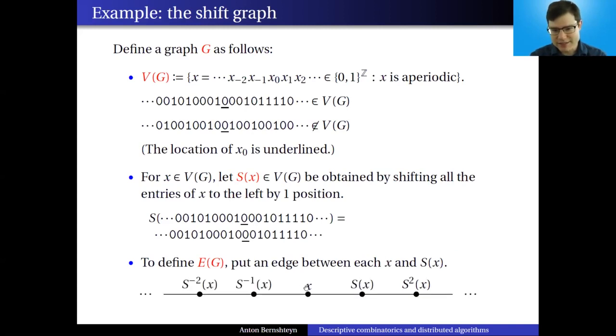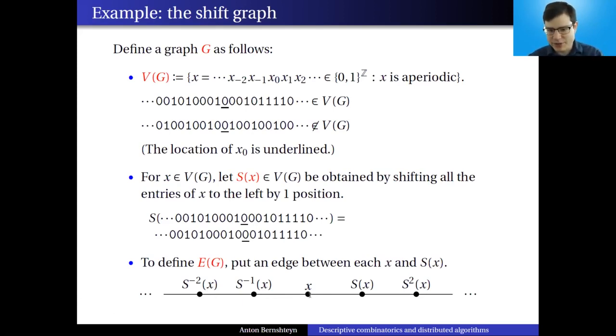If I start with any vertex x, what does the graph actually look like? Well, x is adjacent to S of x, which in turn is adjacent to S squared of x, the shift of x by two positions, which is adjacent to S cubed of x, etc. And also we can go the other direction. x is adjacent to S inverse of x, which is just x shifted to the right by one, which is adjacent to S to the power negative 2 of x, etc. And this is where I'm using that x is aperiodic. The point is that because it's aperiodic, if I shift it by some amount, I get a different sequence. So all of these vertices shown in this picture are actually different from each other.